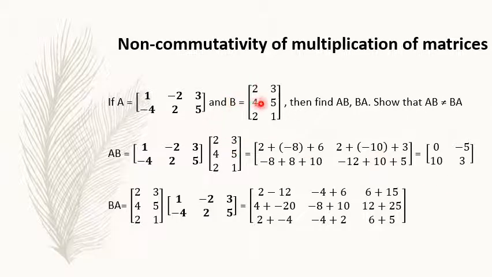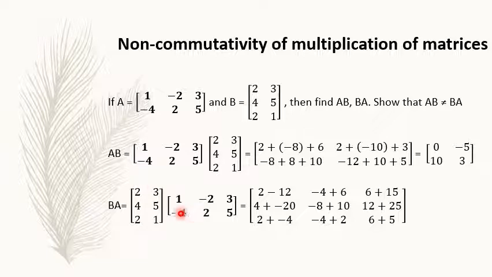Now here B has 2 columns, A has 2 rows. Then we can find the product BA because the number of columns of B is equal to the number of rows of A. In our previous example, the number of columns of B is not equal to the number of rows of A, hence we cannot find BA. But here we can find BA.